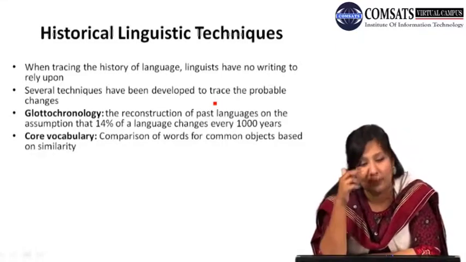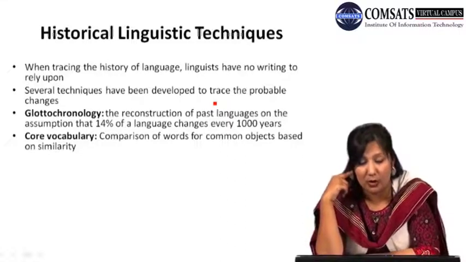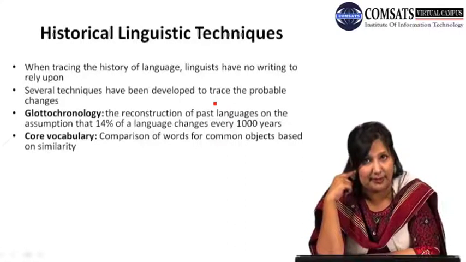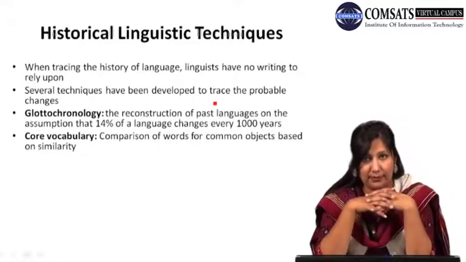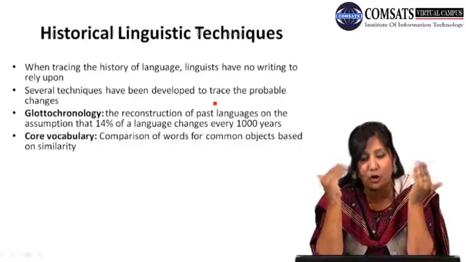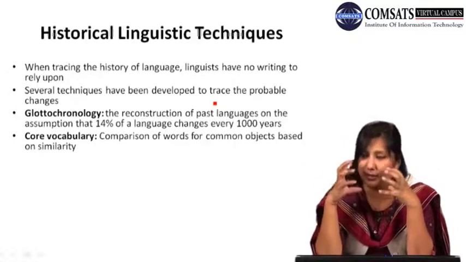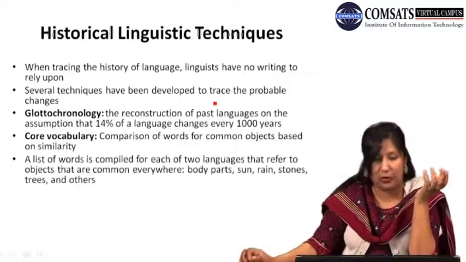Then the next is core vocabulary. Words for common objects are compared based on their similarity. If there is a similarity, the words will be compared, so that is core vocabulary.